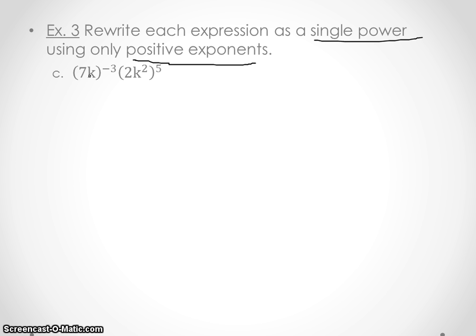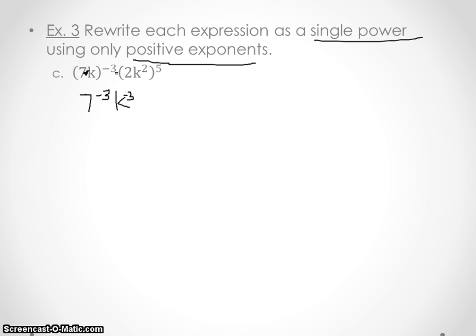Now remember, if we have 7 times k in here, you can treat these as 2 separate little entities, separated by a multiplication sign. So both of these things need to be taken to the negative 3rd power. So we have 7 to the negative 3rd power, and then k to the negative 3rd power. Whoops, forgot my negative there. There we go. So negative 3rd power.